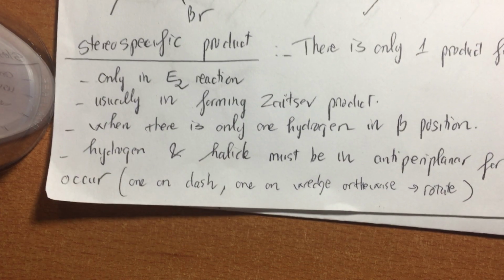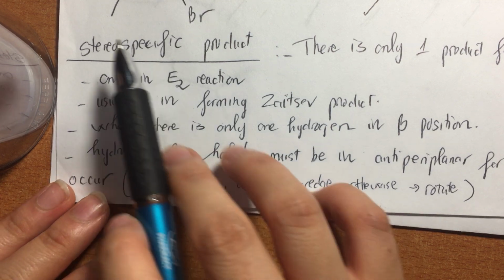Today the topic we're going through is stereospecific product. What is a stereospecific product, when does it happen, how do we predict it, and how do we draw it? So let's get started.